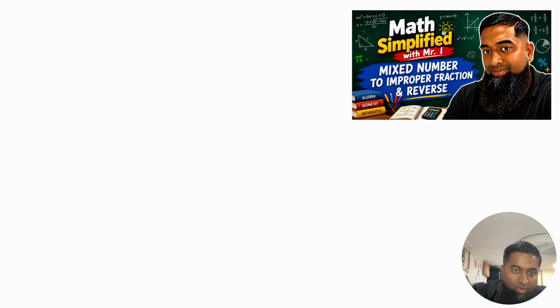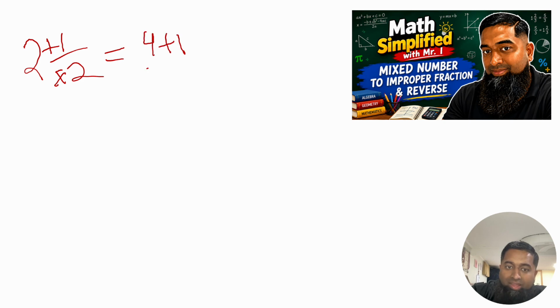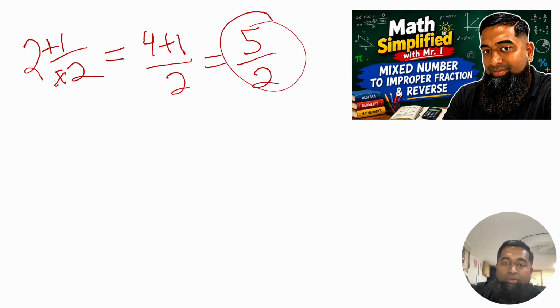So let's say we had 2 and 1/2. If you have a whole number with a fraction, that's called a mixed number. So it's going to be 2 times 2 plus 1. So 2 times 2 is 4 plus 1 over 2. So this 2 comes here, and it's going to be 5 over 2. And that is your improper fraction.